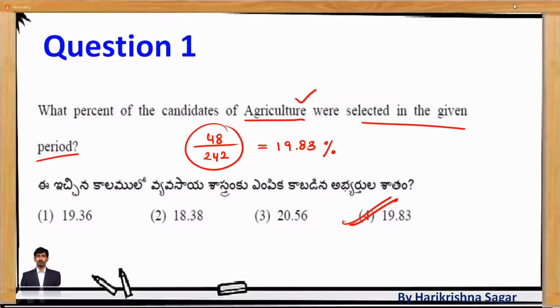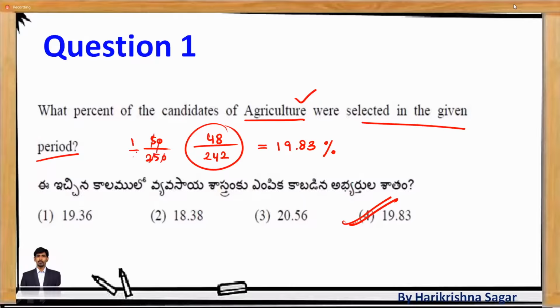Sir, how do you tackle this? Is there any other trick if you don't want to do the exact calculation? If you don't want to do the exact calculation, you can take the approximate value. So this is 48, I'm taking it as 50. And you can look at the denominator. The denominator is somewhere close to 242, so I'm taking it as 250.